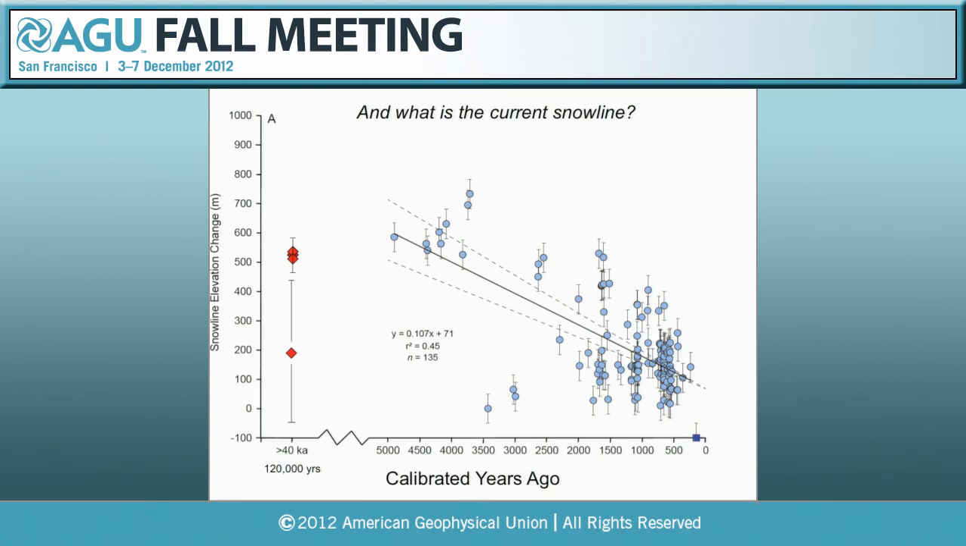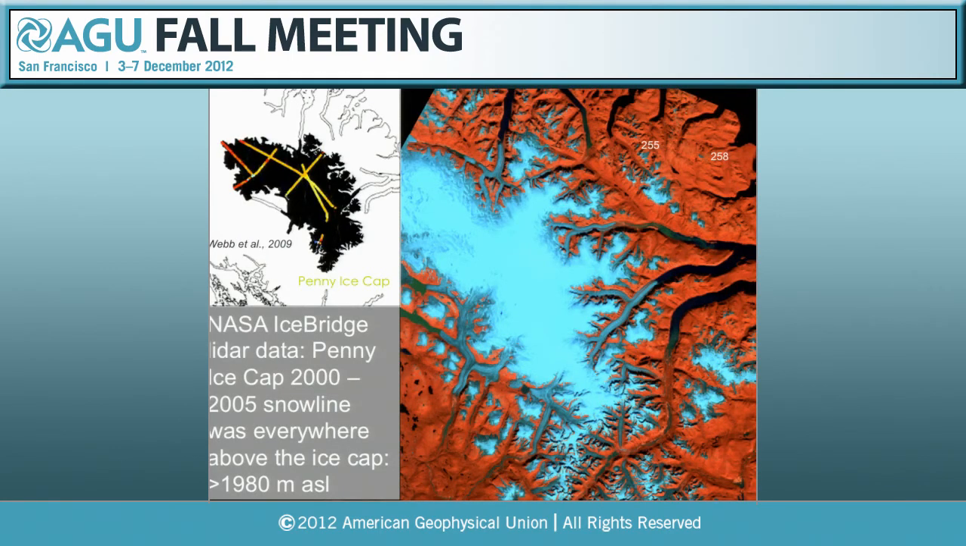So we can add one more piece of information to that and say, what is the current snow line and how does that compare in this plot here? And here I've put on our old samples over here. And we do that using the Ice Bridge data. So NASA's been flying repeat occupation of these flight lines on the Penny Ice Cap. Here's the Penny Ice Cap here. Here's two of our old radiocarbon dated sites. The other ones are just off the top of the screen up in here, so it's a relevant observation for all of our data set.